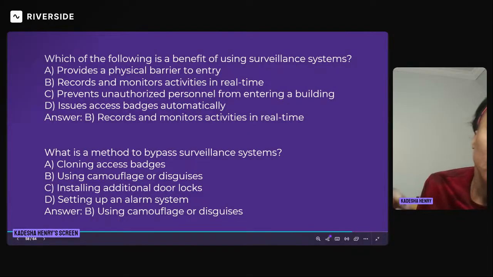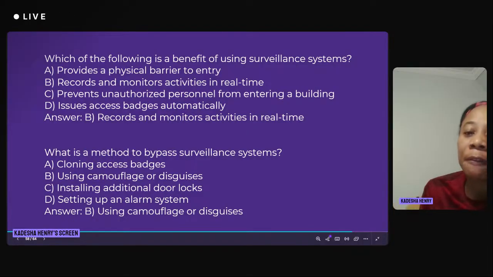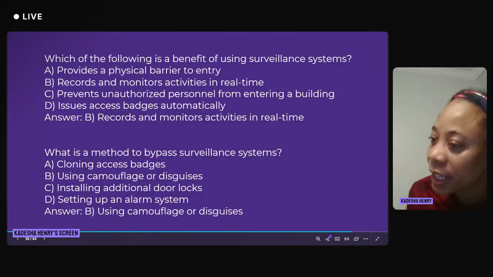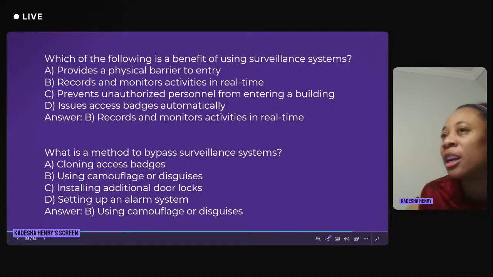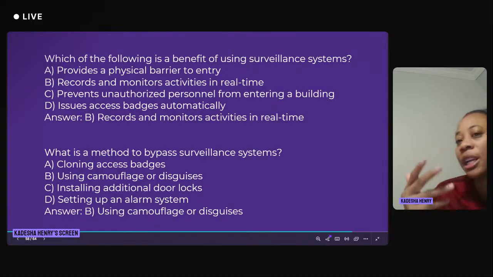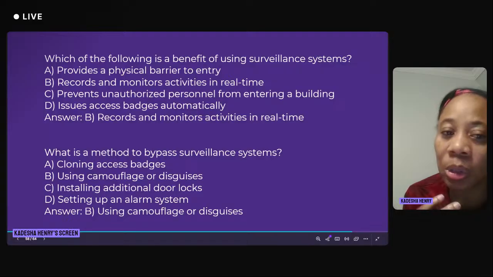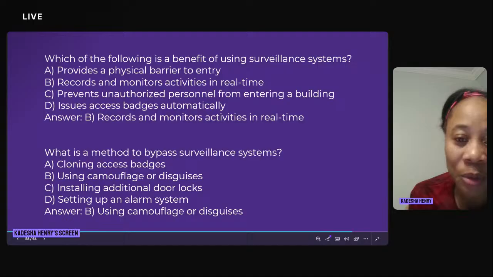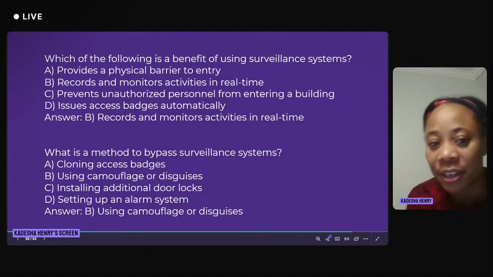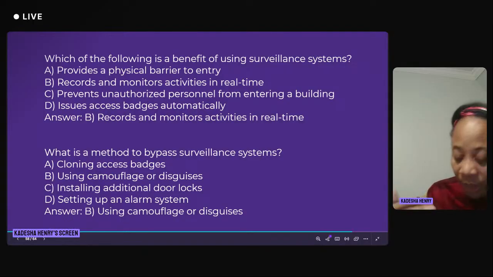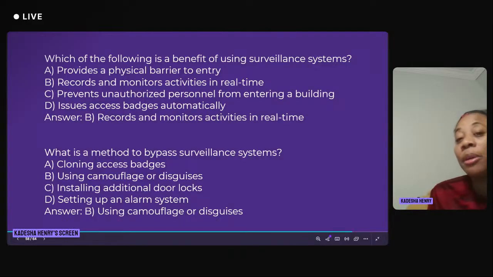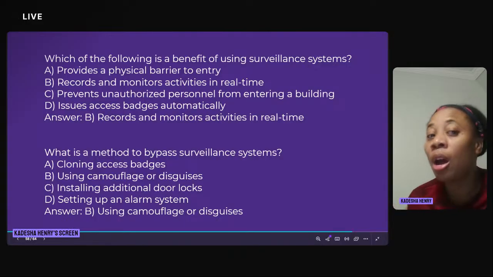Next question. Which of the following is the benefit of using a surveillance system? We talked about surveillance systems. Usually some of them have infrared cameras, placed at strategic locations, as CCTV. We said that CCTV is there to get live footage of the live events of what's going on on our premises.